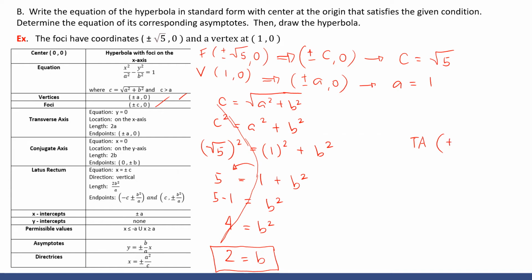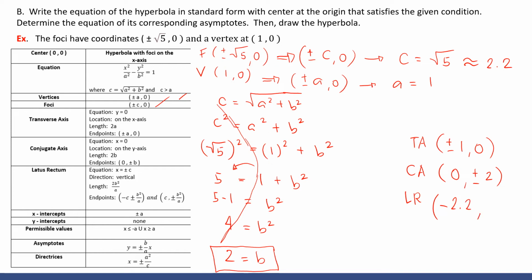Plus minus a, 0. So it's plus minus 1 and then 0. For the endpoints of the conjugate axis, it's 0 and then plus minus b. So it's 0, plus minus 2. And for the endpoints of the latus rectum, we have negative c, so negative square root of 5. What is the square root of 5 in decimal? It's approximately 2.2. So that is negative 2.2 for the endpoints of the latus rectum.